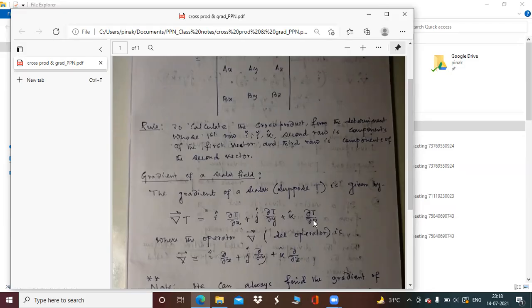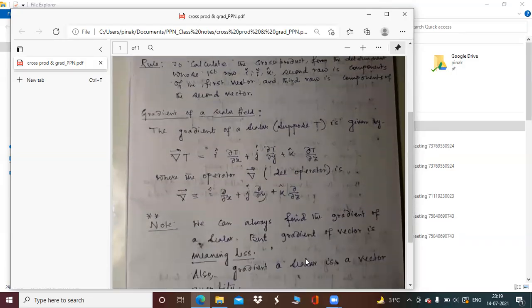plus j cap del t del y plus k cap del t del z, where the operator del bar, that means this operator alone, which is also called del operator, is given by i cap del del x plus j cap del del y plus k cap del del z. That means this del bar is an operator which is actually i cap del del x plus j cap del del y plus k cap del del z. And del bar is also called a vector space differential operator.